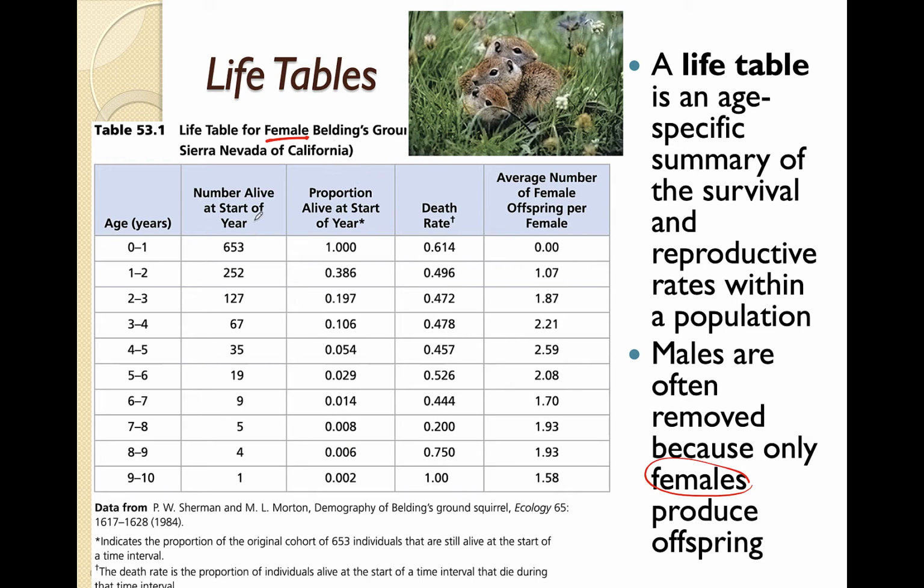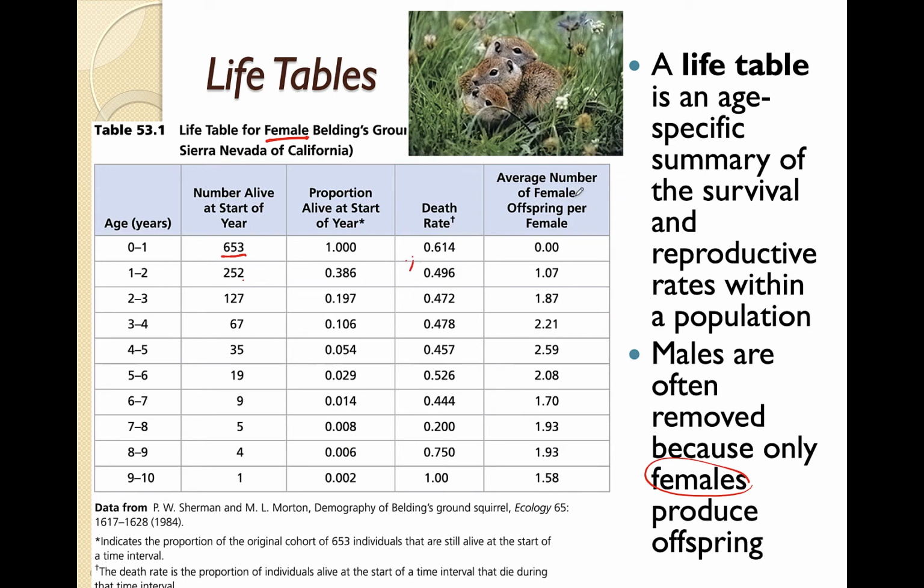ground squirrels here. And this starts as a cohort. So there were 653 ground squirrels born 1 year. And what happens is every year they come back and they count the number of ground squirrels left from this original 653. So 653 is 100% of the population. And then every year when they count the number, we can figure out how many died.